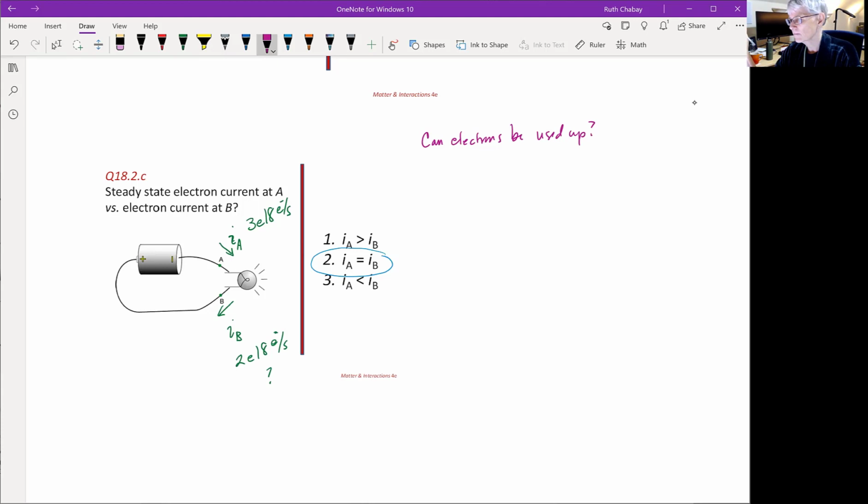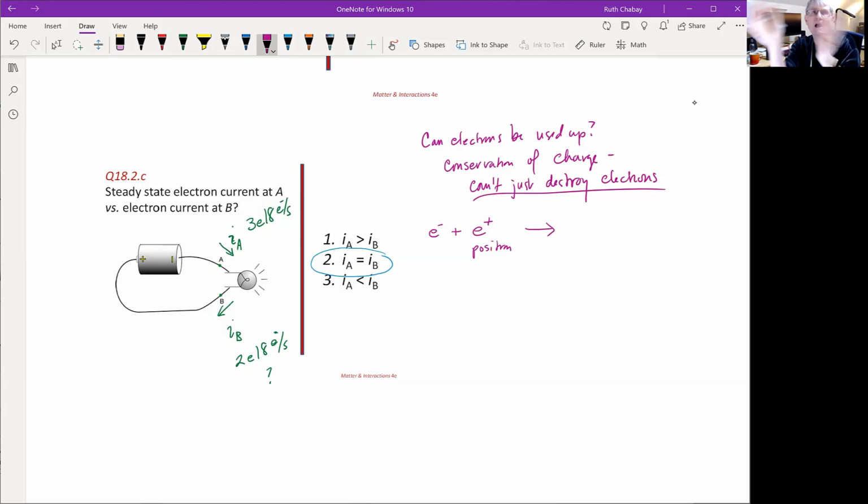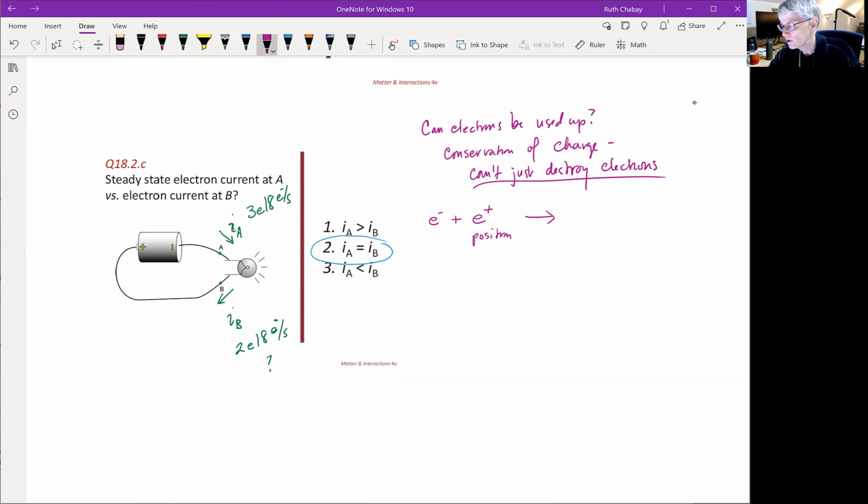Well, conservation of charge says that we can't just destroy electrons without destroying something else that's positive. So we know one interaction that would destroy an electron. If we have an electron plus an anti-electron, a positron, those two things can react and annihilate. They destroy each other, and that just produces two photons.